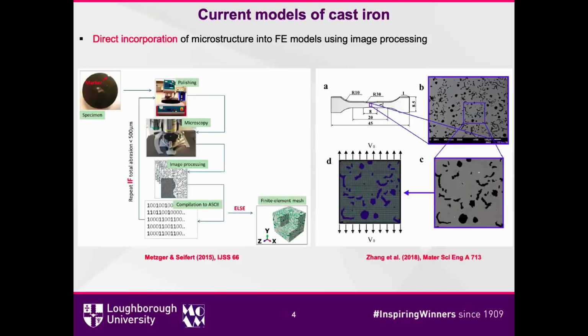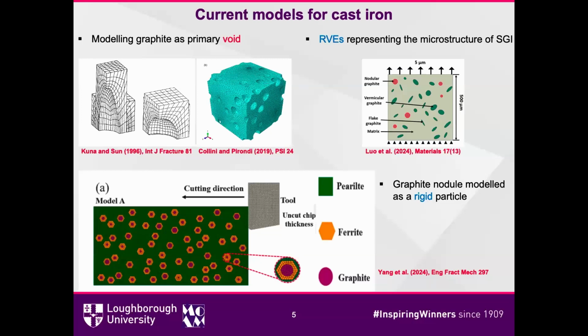Now there are currently some models of cast iron. The first, very popular one is the direct incorporation of the microstructure into the FEM model using image processing. You can see here, they generate the realistic microstructure. Some people use the RVE model, like simplified graphite models. They also discuss the pearlite model, and they all treat the graphite nodules as rigid particles.